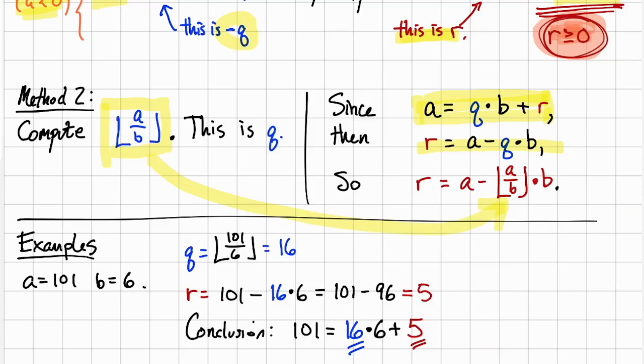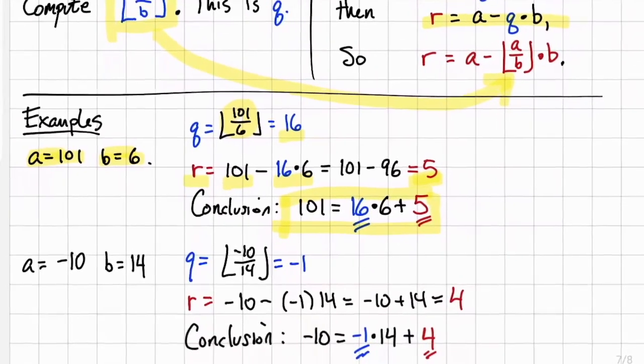Let's do some examples. If a is equal to 101 and b is equal to 6, to find q, we take 101 divided by 6, take the floor of that, and we get 16. Then r is equal to 101 minus 16 times 6, which is equal to 5. If we put that all together, we see that 101 can be written as 16 times 6 plus 5. 16 is the q and 5 is the r. It's a positive number, strictly less than 6.